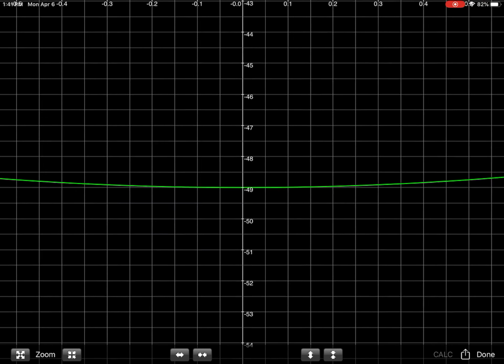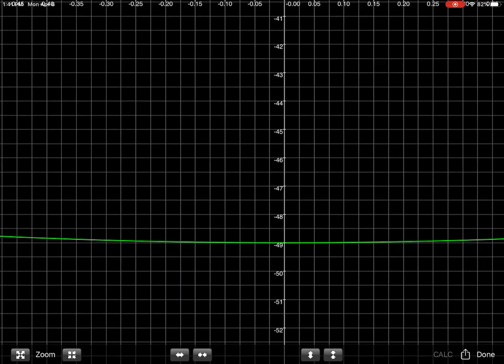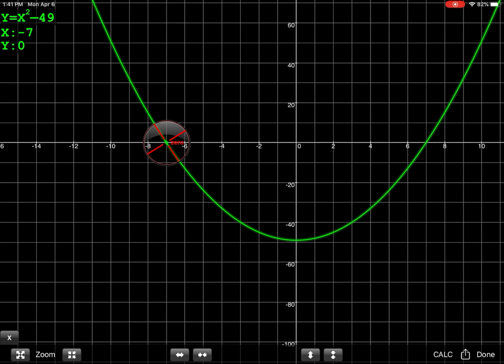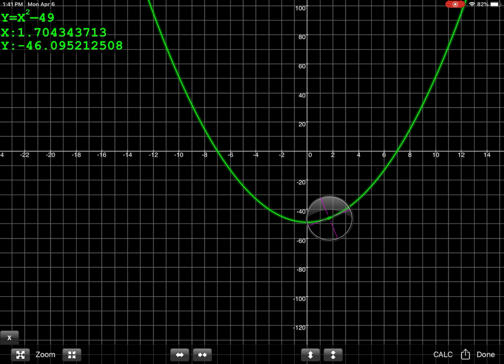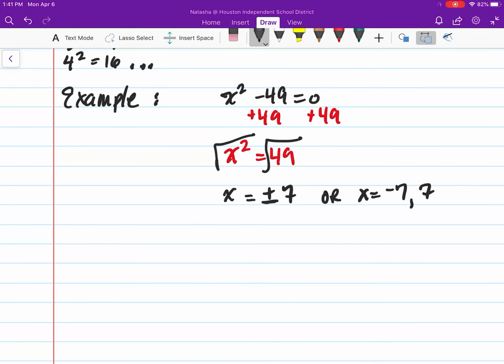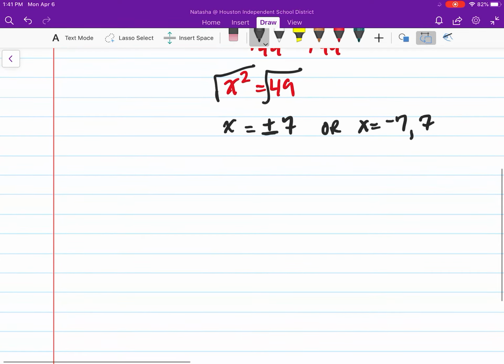All right, if you notice, this has a vertex at 0, negative 49. And then my x values are here at negative 7 and here at 7. So those are the two. You have a positive and a negative. So this is not where we just have a vertex at one point and that point is duplicated. You have two actual intersections on this line. Hopefully that helps explain visually why you have a plus and a minus.